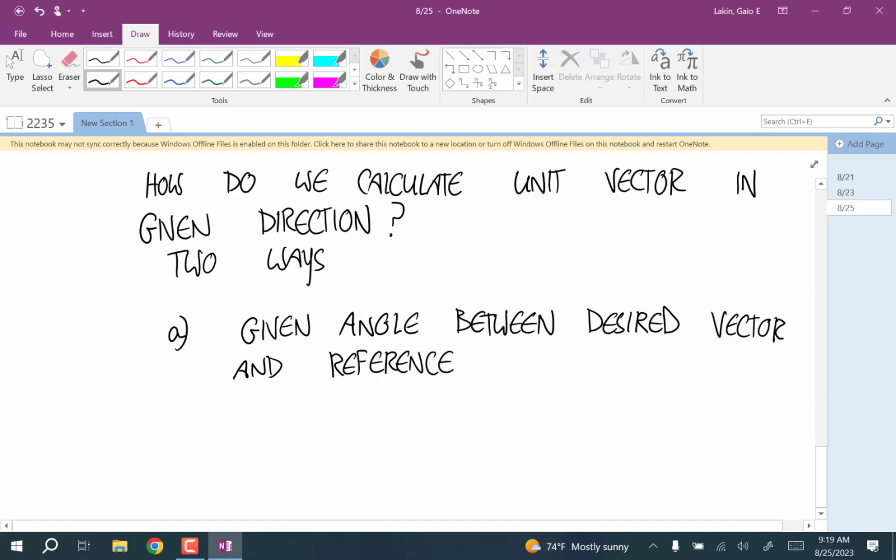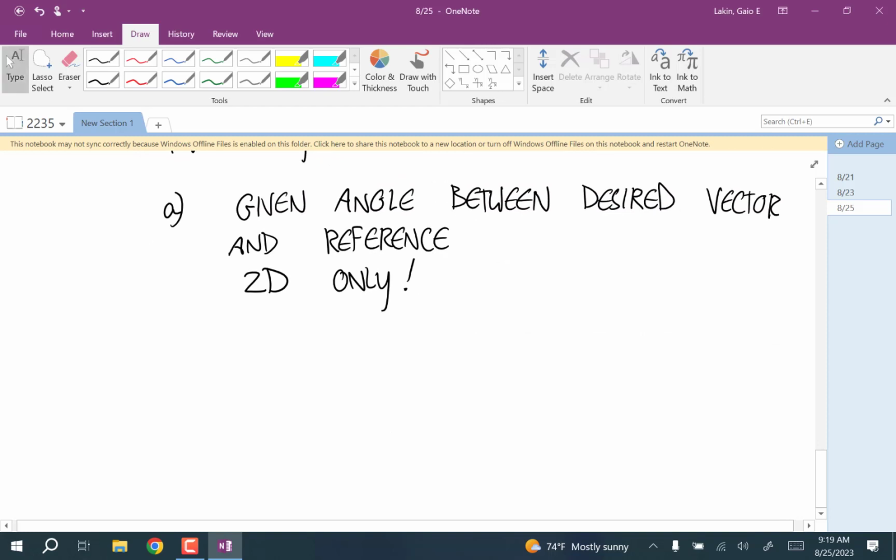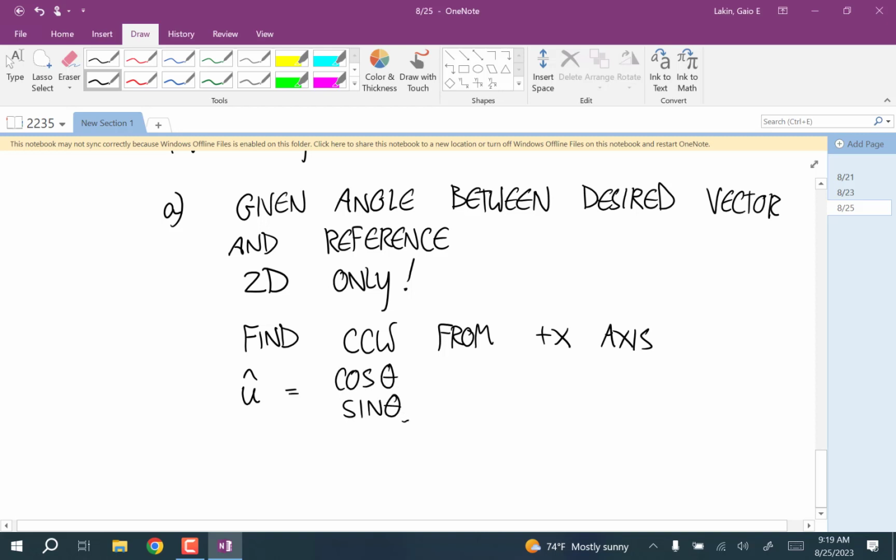And I want you to remember this. This really is only useful in 2D. So the way that you're going to do that is just find the counterclockwise angle from the positive x-axis, and that unit vector is going to be cosine of that angle, sine of that angle. And that's all you have to do.